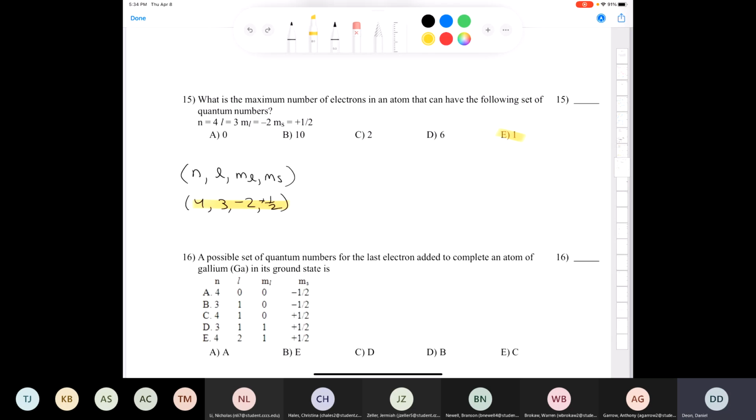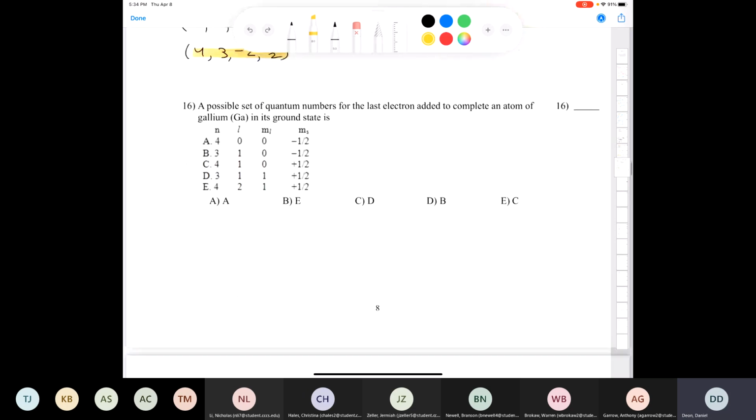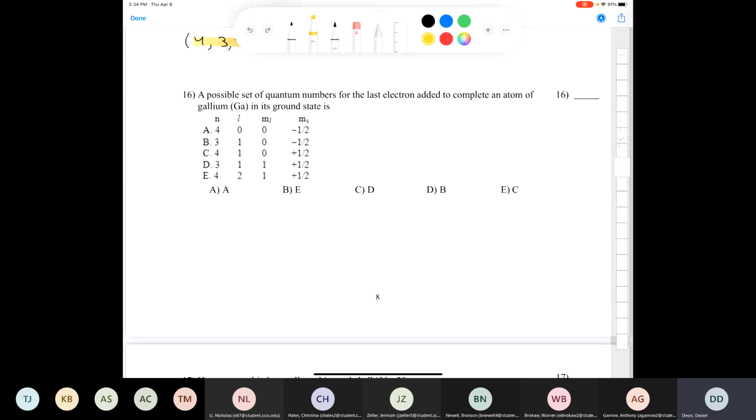It's more of a conceptual question than anything, that one. Question number 16: a possible set of quantum numbers for the last electron added to complete an atom of gallium in its ground state is, well, we're going to have to figure out what the electron configuration of gallium is. So gallium is element number 31 on the periodic table. It comes right after zinc. So Z is equal to 31. The noble gas that precedes gallium is argon.